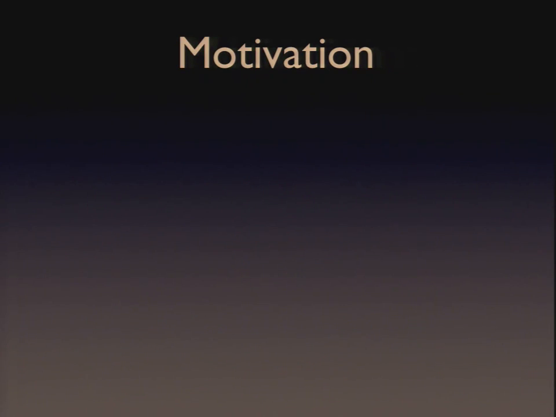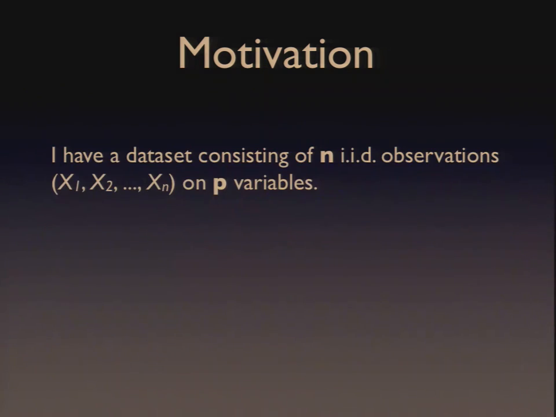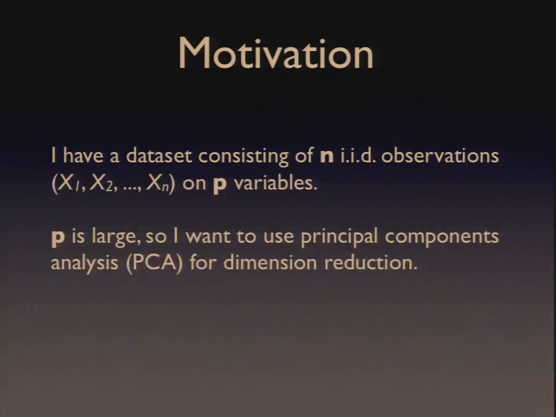So I want to start with a caricature of a problem that I face as a statistician quite often, which is that suppose I have a data set consisting of IID observations on p variables. So x1 through xn are IID. I have n observations. Each of those is a p-dimensional vector. Okay, so the problems I typically face involve problems where p is large and n is small. And so since p is so large, I want to do some dimension reduction. One natural way to do that, very popular way to do it, is with principal components analysis, or PCA.